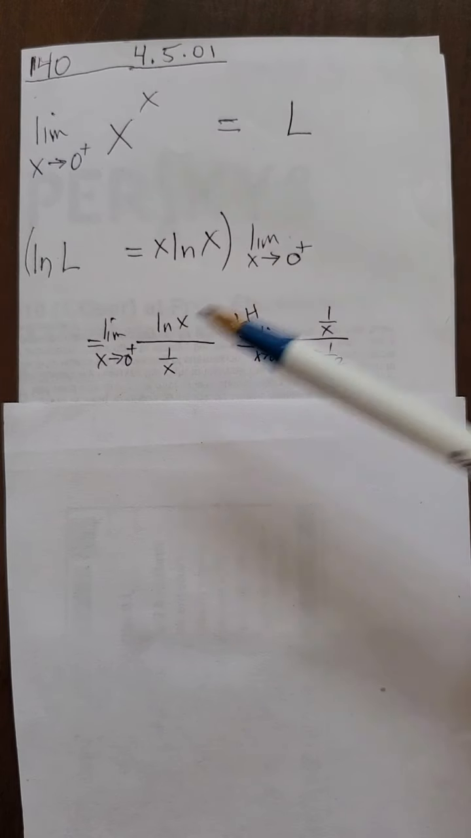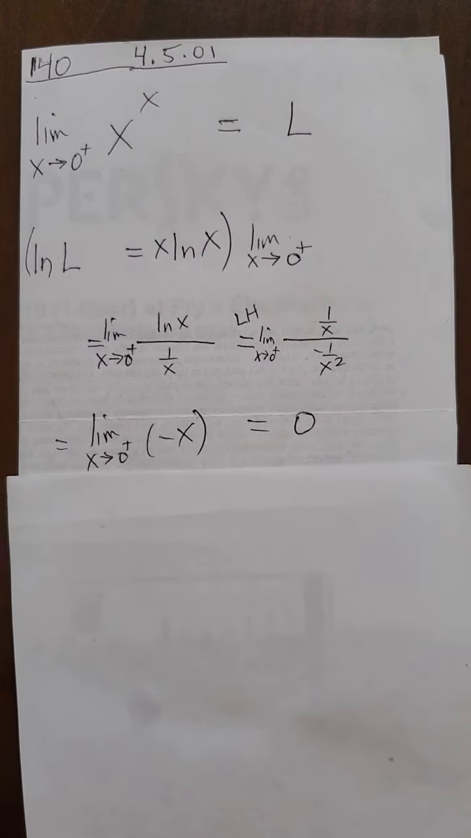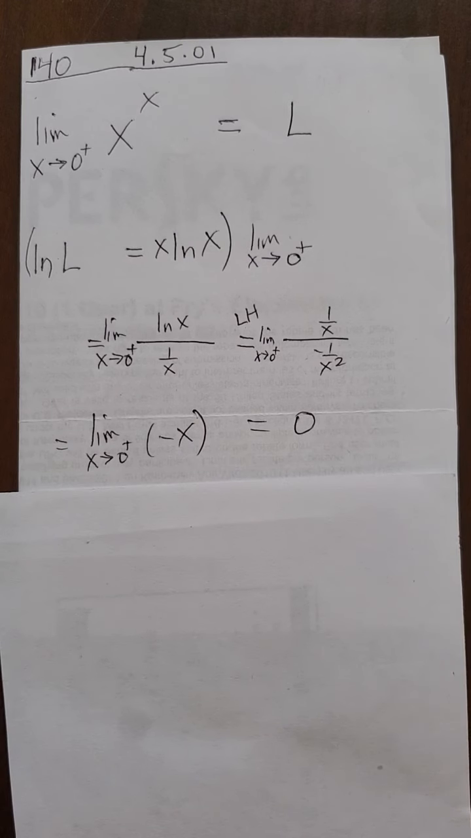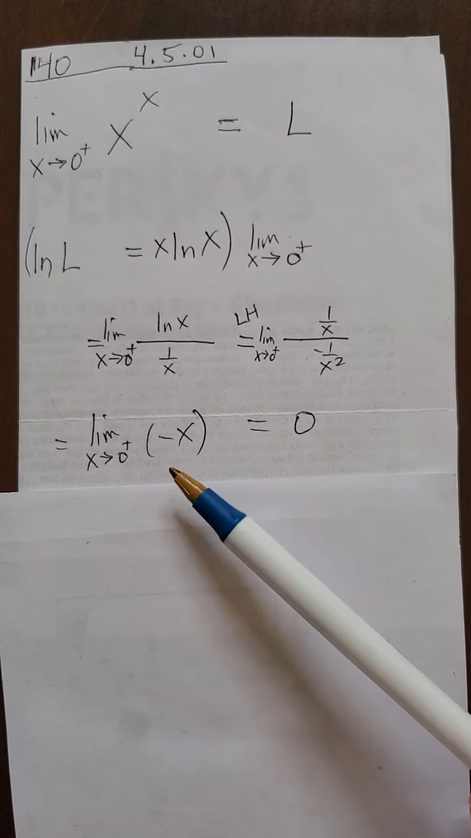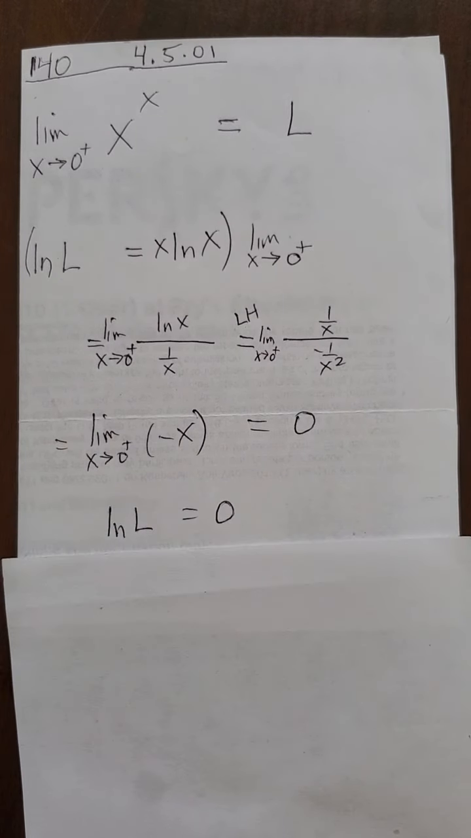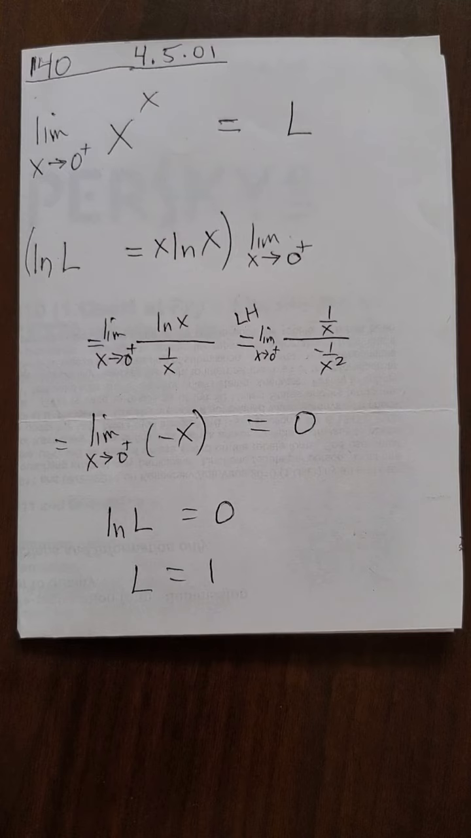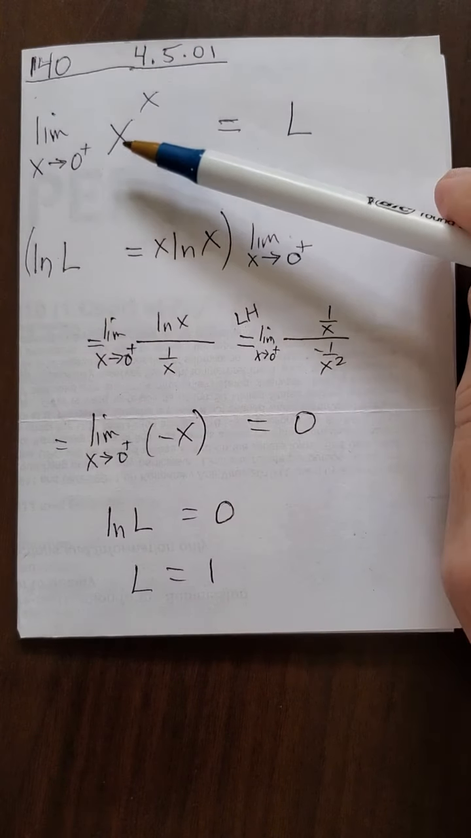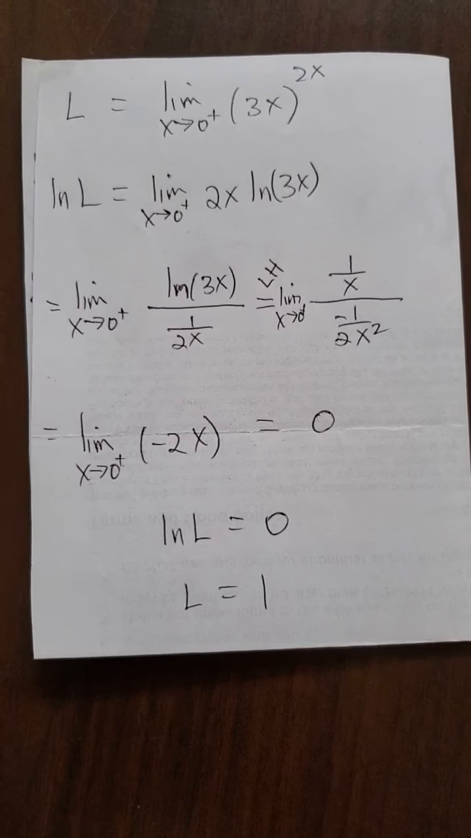So the derivative of the top is 1 over x. The derivative of the bottom is negative 1 over x squared. If I simplify that, this fraction just comes out to negative x. And the limit as x goes to 0 of negative x, well, that's just 0. So that means that ln L is equal to 0, which means L equals 1. So the limit as x goes to 0 of x to the x is actually 1. Pretty awesome. Let's do a similar question.